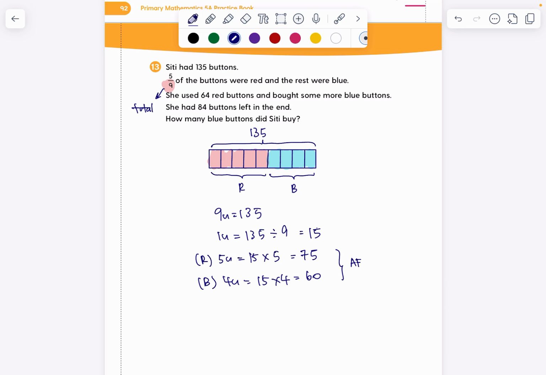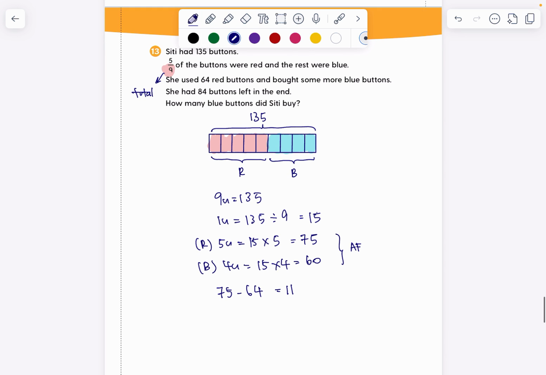After that, she used 64 red buttons, so 75 minus 64, and I'm left with 11 red buttons, and then she bought more blue buttons. So this is red at last. In the end, there were 11 red buttons. She bought more blue buttons such that at the end she had 84 buttons all in all, which is here.